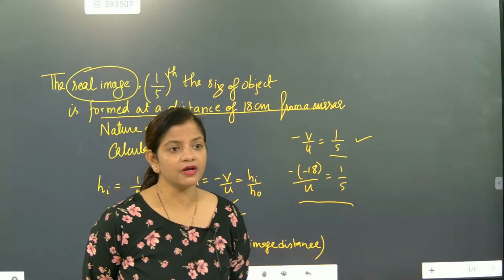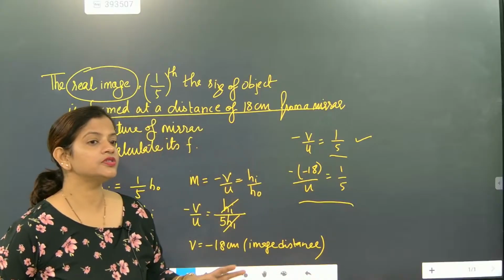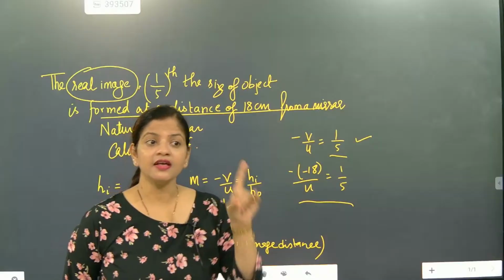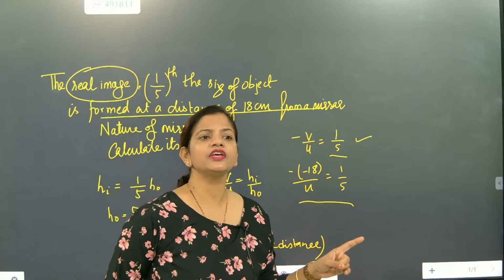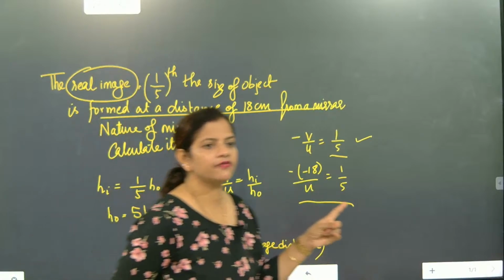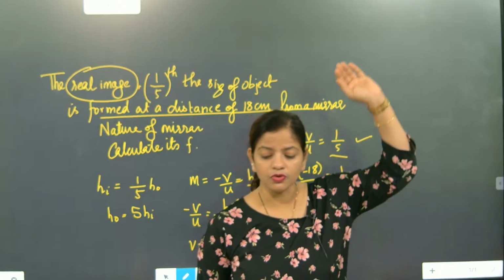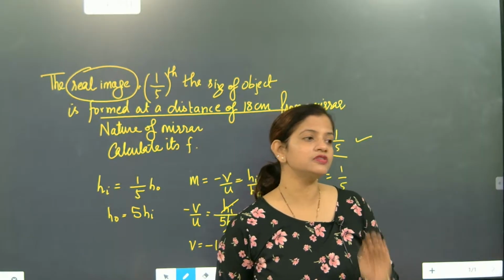Are you understanding it? Before now, in all the questions we have solved, we have taken virtual and erect. So since we took virtual and erect, the magnification was positive. Here magnification is negative. Understood now? Almost all students make this type of mistake if they don't have this information.